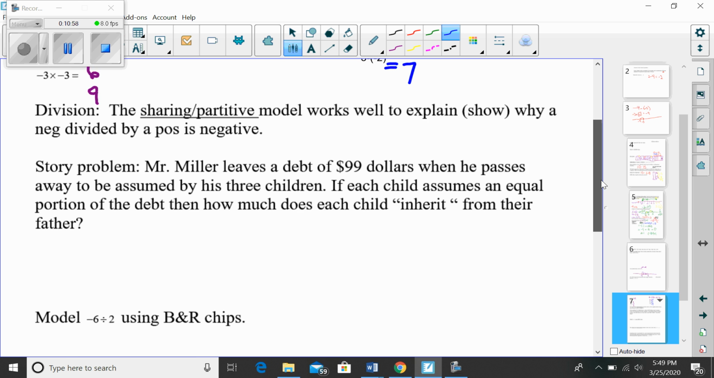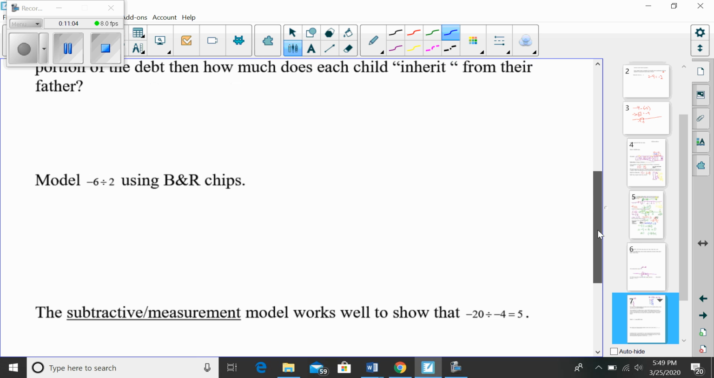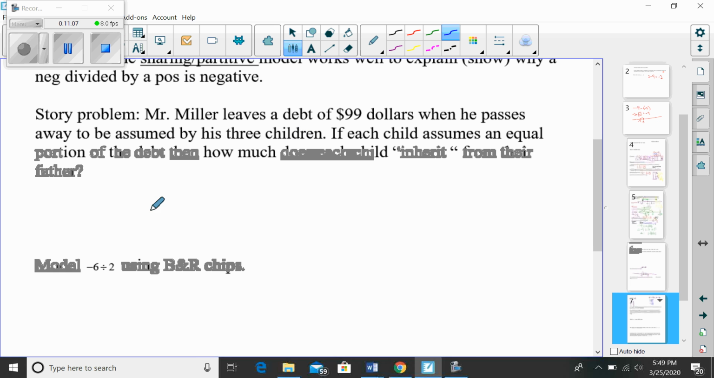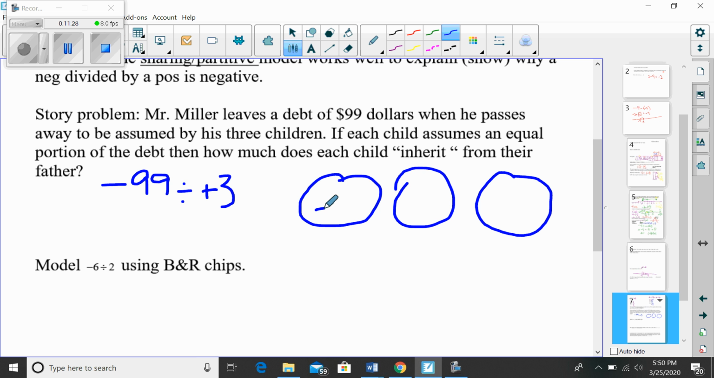So one more problem here, modeling using a word problem. A word problem would be nice to show why a positive divided by a negative is a negative. Oh, wait, I'm sorry. His children are positive. He's got negative amount of money, right? And I could see by the partitive approach, where the divisor is the number of groups, I would be putting negative $33 into 3 cups or 3 groups.